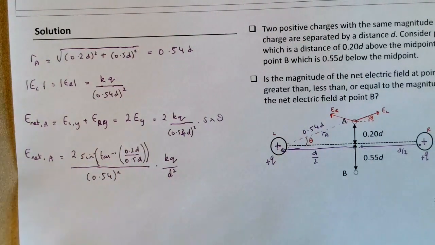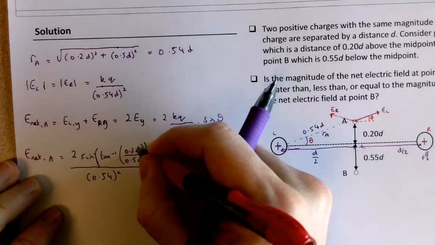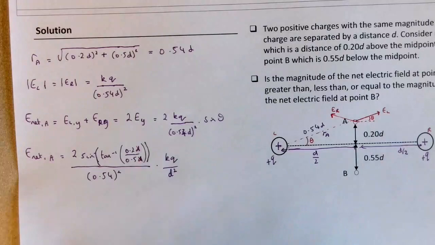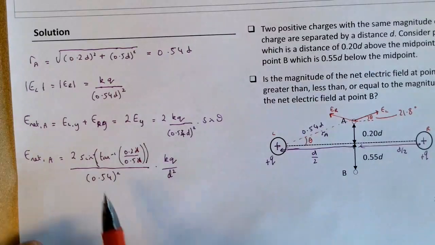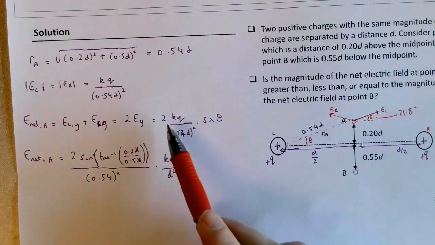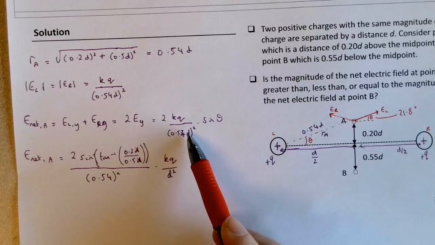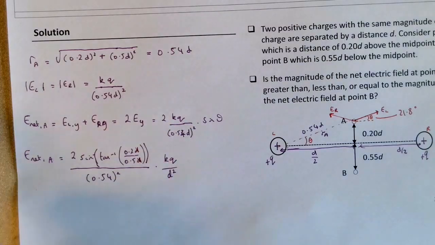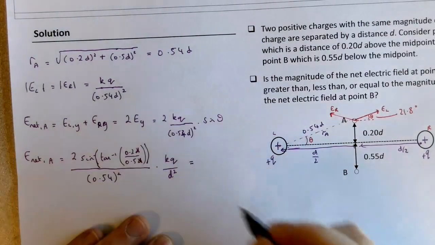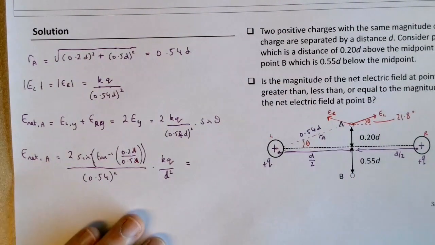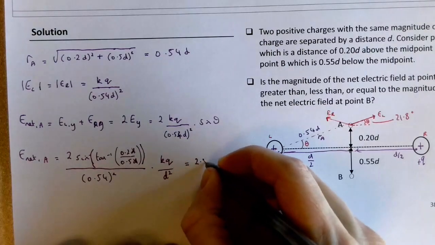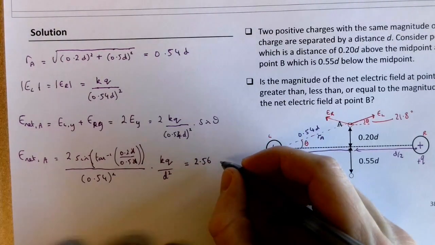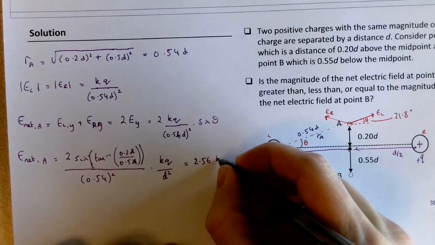Sorry, it looks quite complicated, but what you're doing here is, this angle works out to be, if you just want to do that separately, I believe 21.8 degrees. You can take the sine of that angle, then multiply by 2, then divide it by the 0.54 squared, and then keep your KQ over D squared. If you do this correctly, I believe this works out to be 2.56, or 2.6 KQ over D squared.